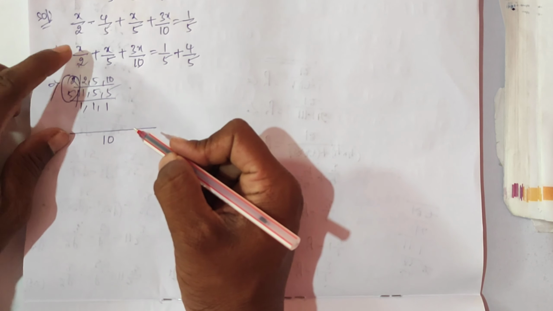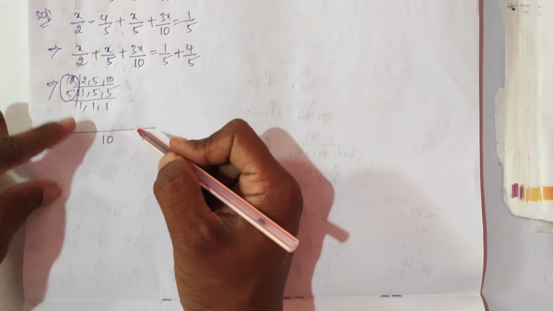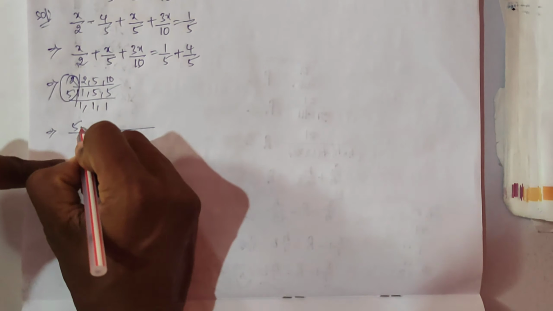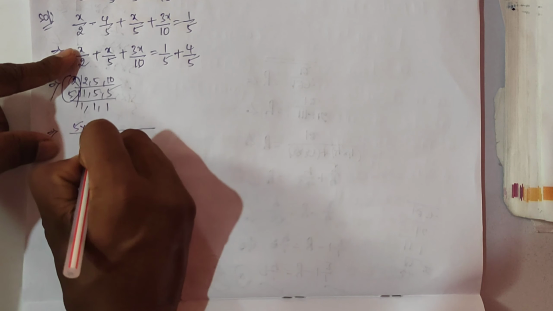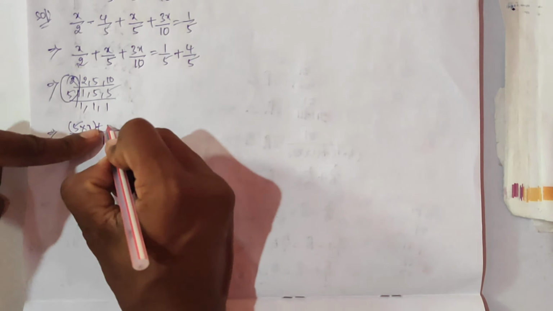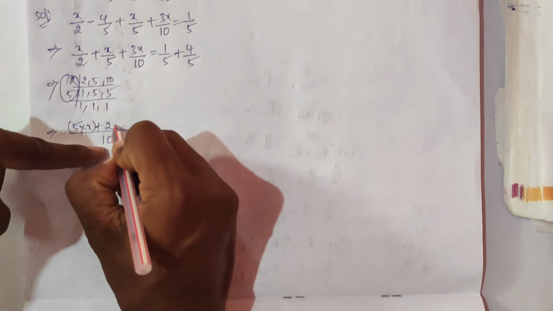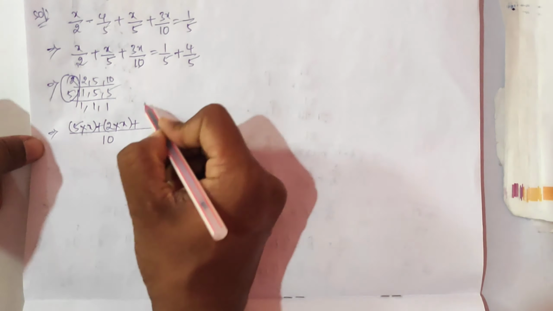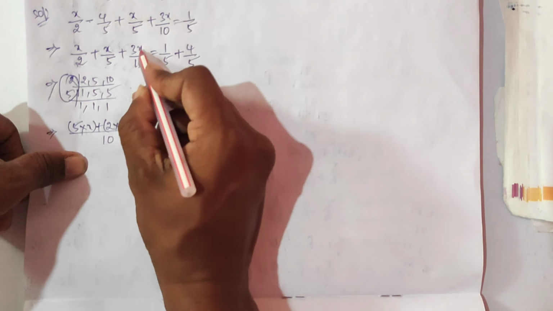Now compare the denominator here. 2 table 10, how many times? 5 times, 2 5s are 10, into the numerator here, x, writing as it is. Plus. Now compare here, 5 table 10, how many times? 2 times, 5 2s are 10, into the numerator here, x. Again plus, in 10 table 10, how many times? 1 time, into the numerator of 10 here, 3x.